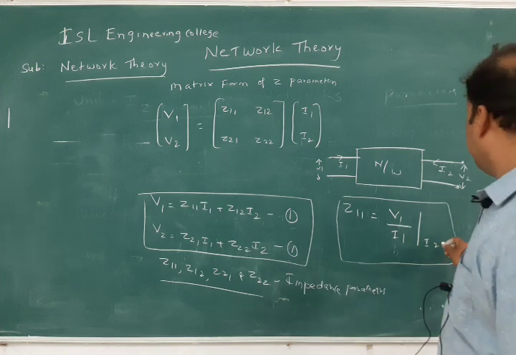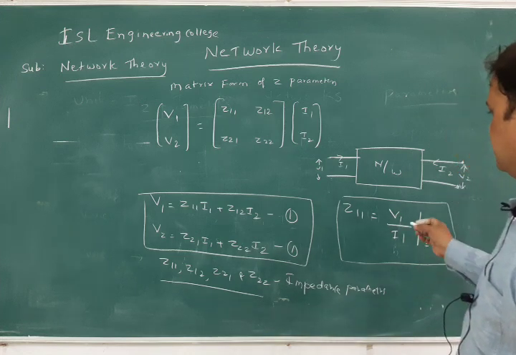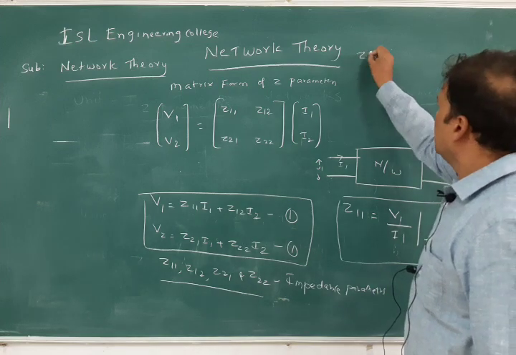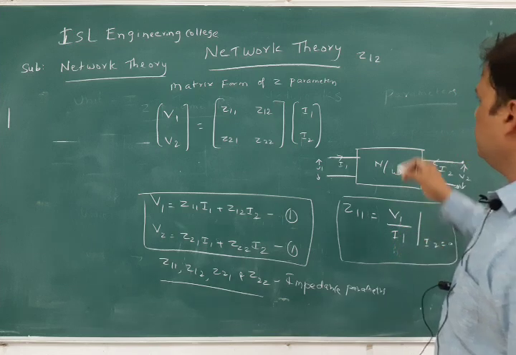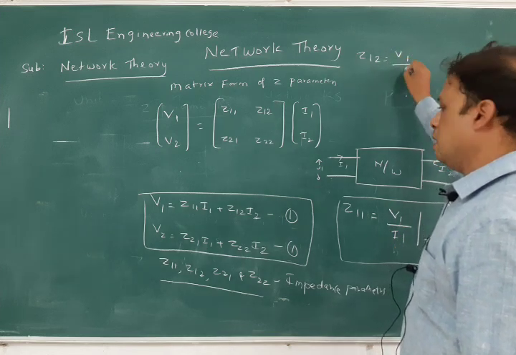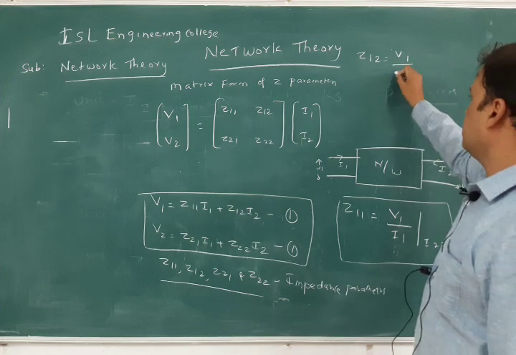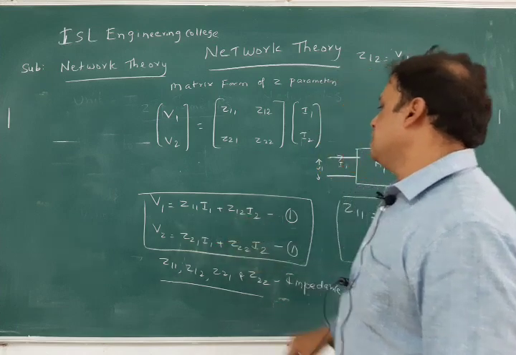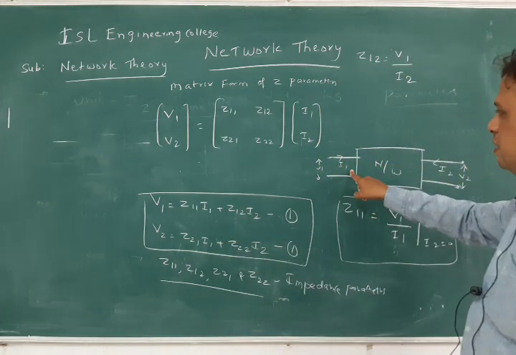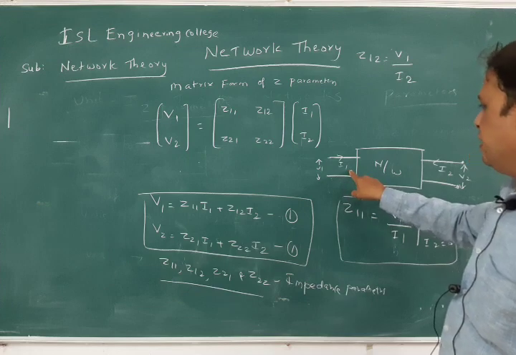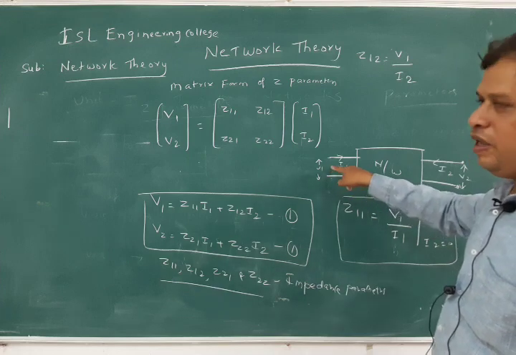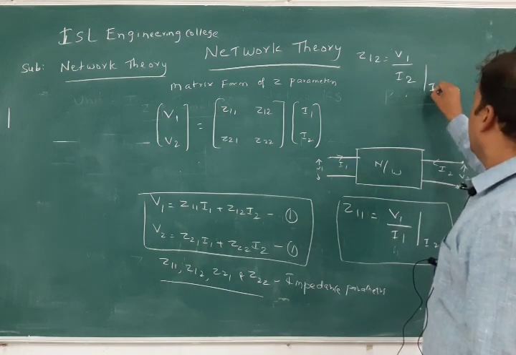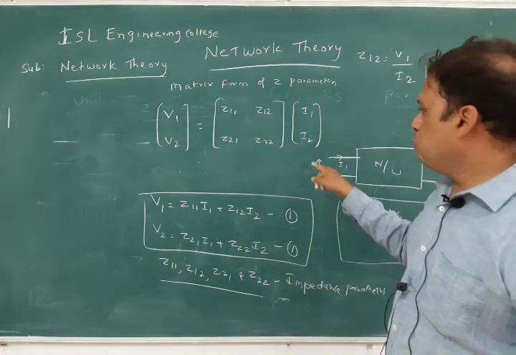Okay. Then the next thing is to find out Z12. How do you find out Z12? Now Z12 is nothing but V1 by I2, and here I1 should be 0. That means the input port should be open circuited. Do you understand what I am telling? The input port should be open circuited.